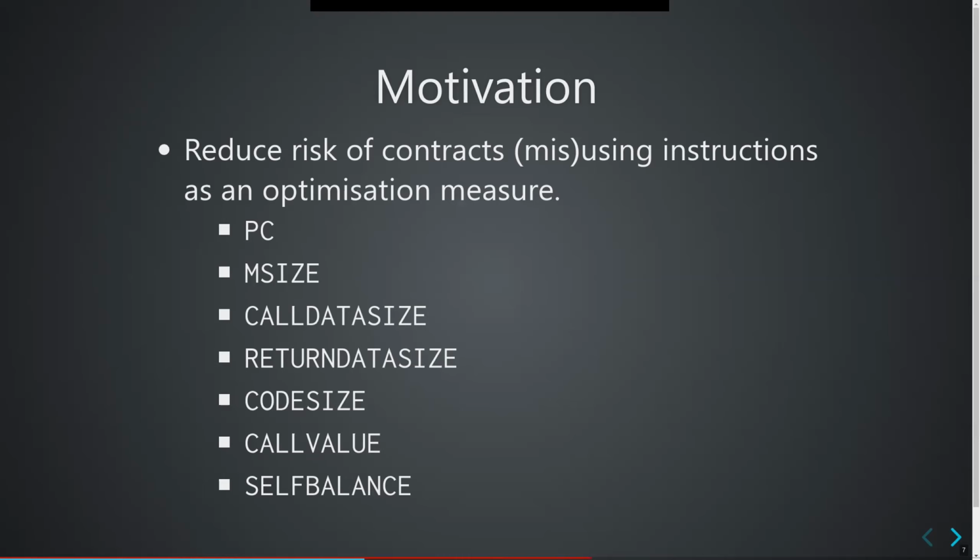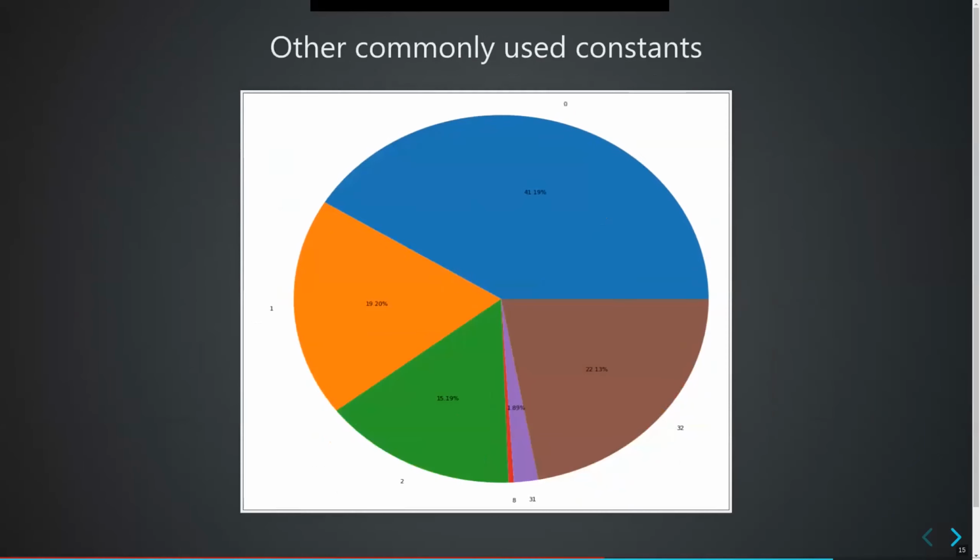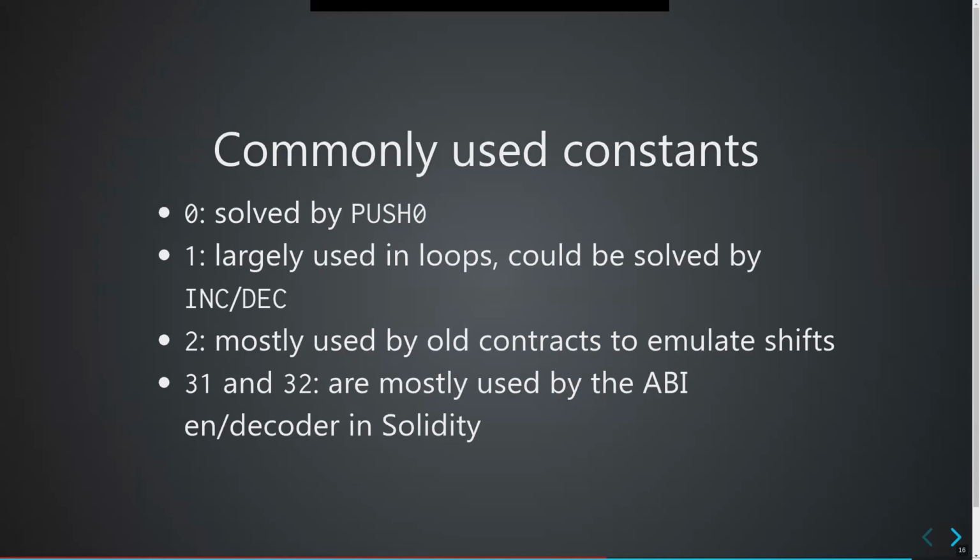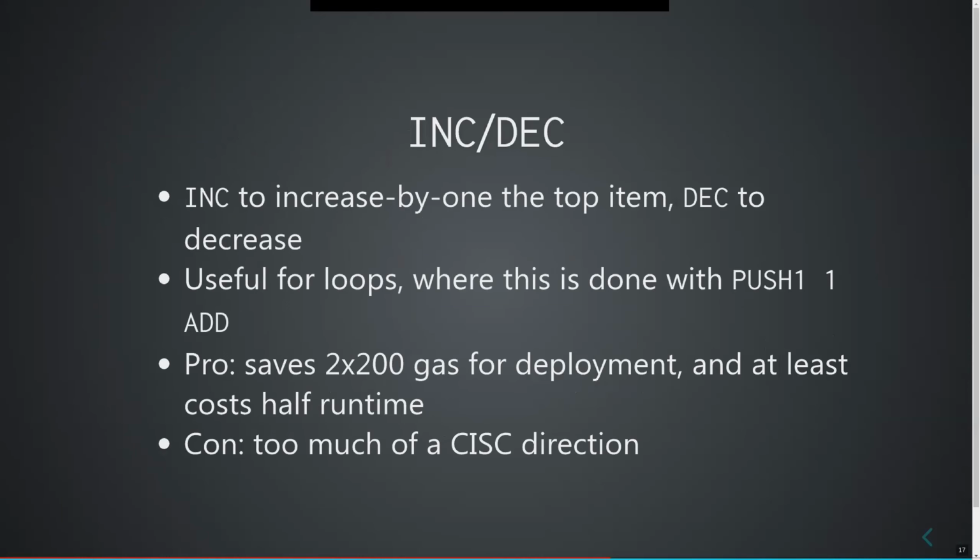But on the Ethereum Magicians discussion thread, when PUSH0 was proposed, there was a question: how about other constants? And that's why we have conducted this analysis, looking at what others are common. And we have found that potentially the constant 1 could have an improvement because it's used in for loops most of the time. What happens in for loops is you need to increment the counter and then check whether you reached the desired end.